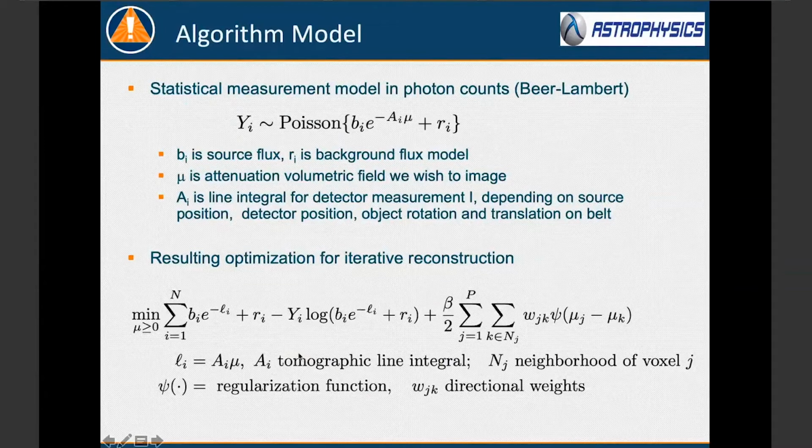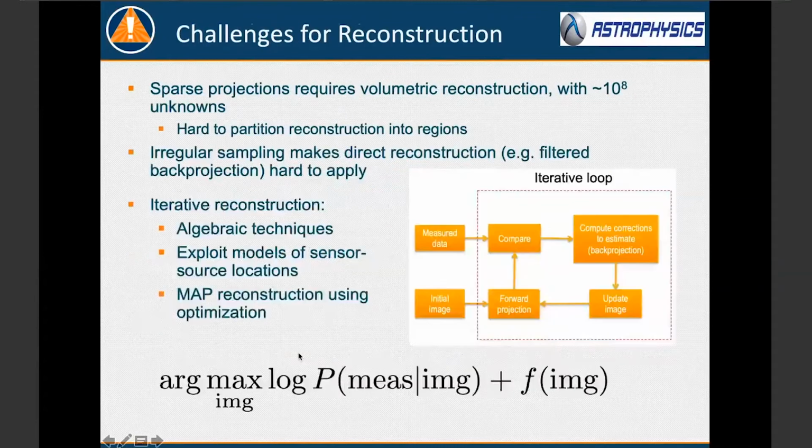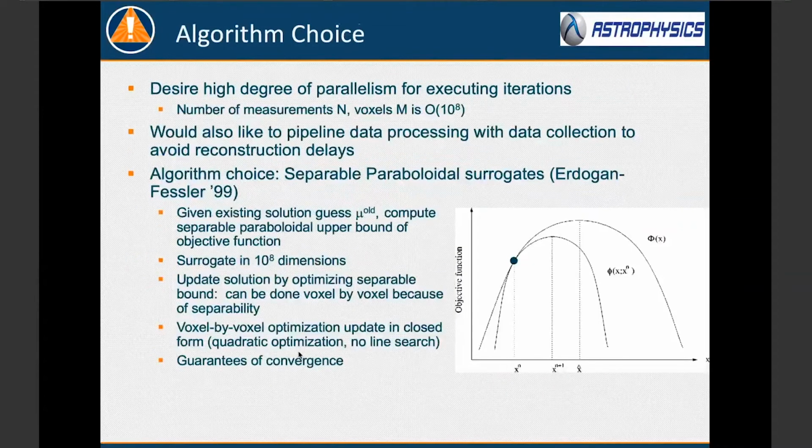So the first thing we have to do is look for algorithms that would provide us with a very high degree of parallelism, allowing us to execute almost all the iterations in parallel. In addition, we were interested in pipelining the data processing with data collection, because for every pass, you can imagine that some of the data is available earlier, but that doesn't allow us to necessarily reconstruct the slice.